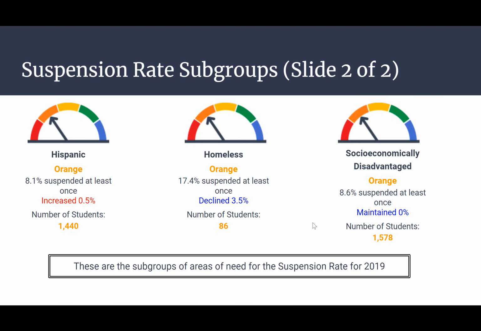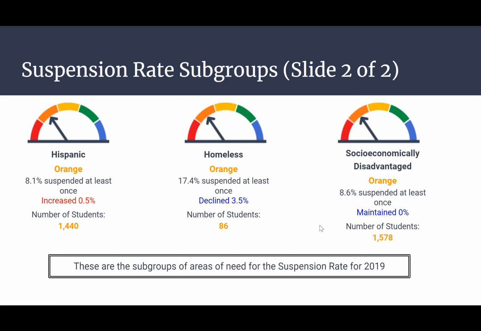And this declined 3.5% from the previous year. Number of students counted, 86. And then the last subgroup in this for suspension rate is socially, economically disadvantaged. It's in the orange, 8.6% suspended at least once, and this maintained from the previous year. Number of students counted was 1,578.